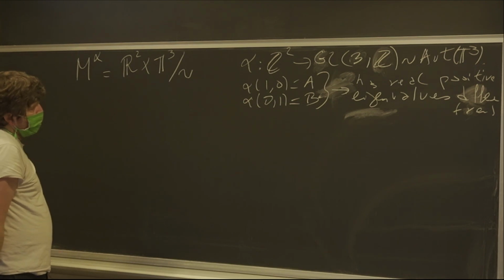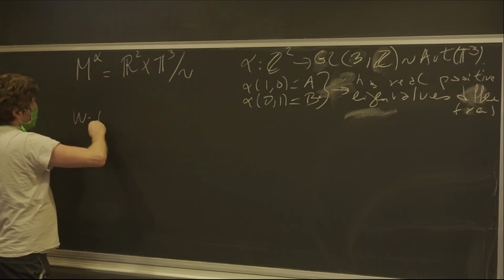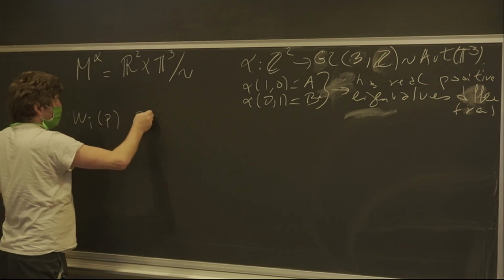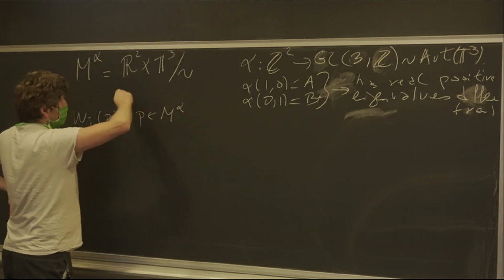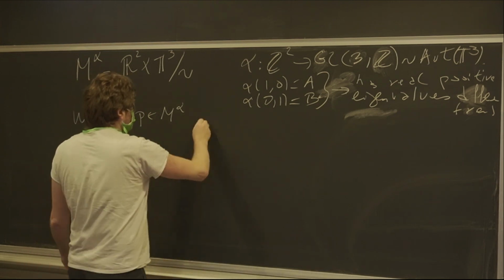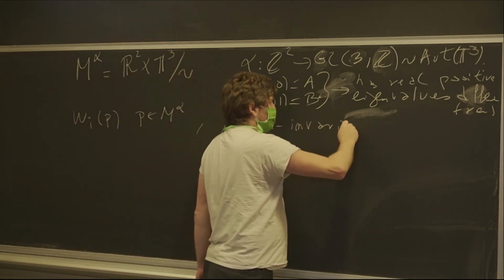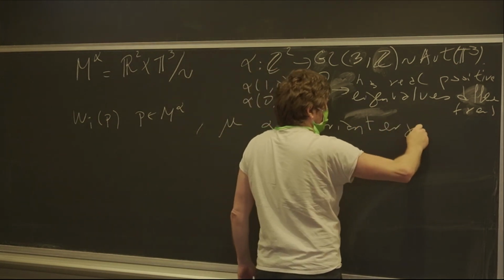So out of it we had these foliations Wi of P, which subfoliate this fiber T3. We had mu, the alpha-invariant ergodic measure.